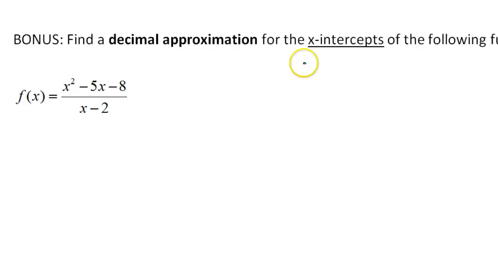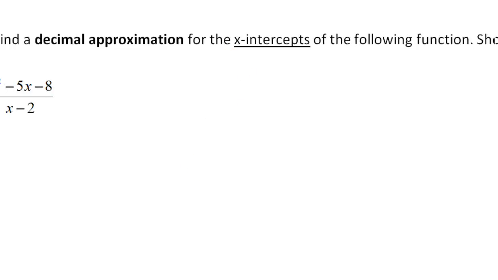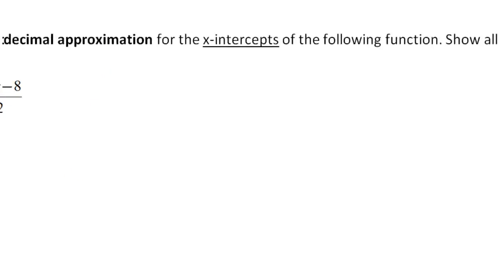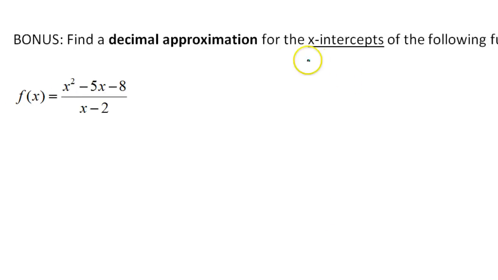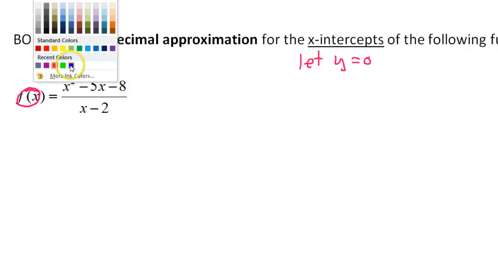Find a decimal approximation for the x-intercepts of the following function. Remember, to find the x-intercepts, we let y equal 0. In this case, y is this whole thing, so we're setting the entire function equal to 0. But the denominator can't be 0, so the only way the function is going to equal 0 is if the numerator equals 0.